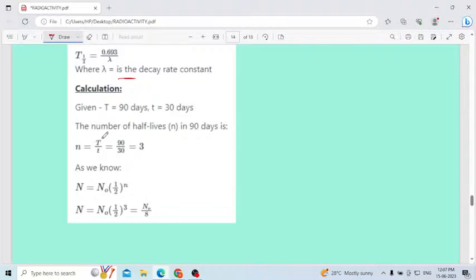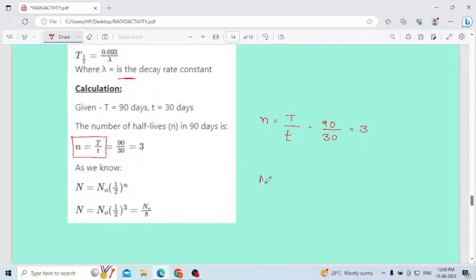Then the number of half-lives in 90 days, n, you have to remember this formula: n will be equal to capital T divided by small t. Small t here is the given half-life period. Capital T indicates complete radioactive decay, which will take 90 days, but half of the decay will take 30 days. Therefore, total is 90 divided by 30, and you will get the n value as 3.